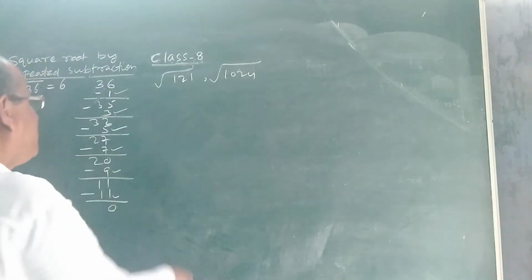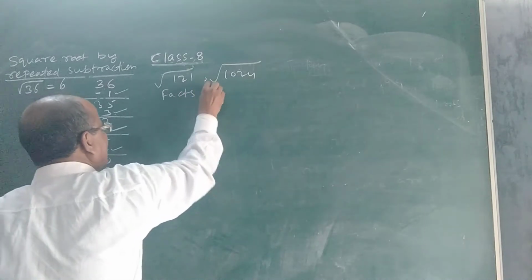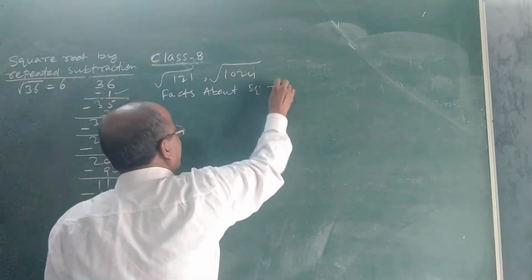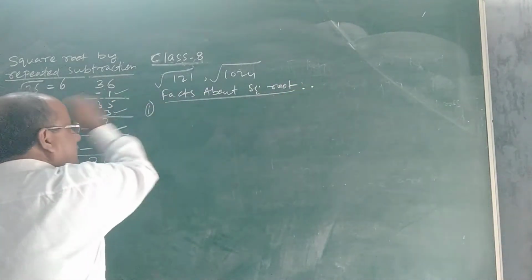Now we will discuss some properties or facts about square root. Let me discuss in detail. Facts about square root. So what is the first property?